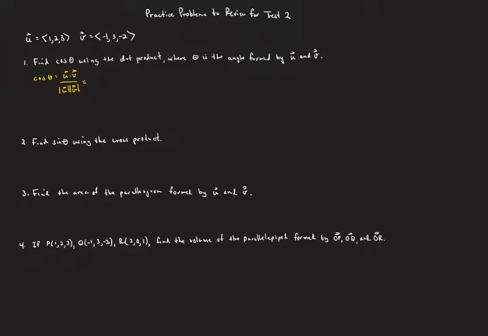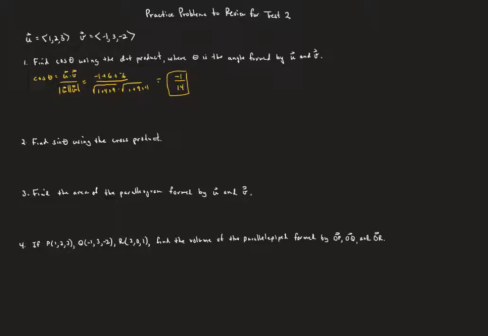So u dot v is going to be 1 times negative 1 plus 2 times 3 plus 3 times negative 2, over the square root of 1 squared plus 2 squared plus 3 squared, times the square root of 1 squared plus 3 squared plus 2 squared. Now, that worked out kind of slick. So we're going to get negative 1 on top, and that's going to be the square root of 14 times the square root of 14. And there we have it. That's our cosine of theta.